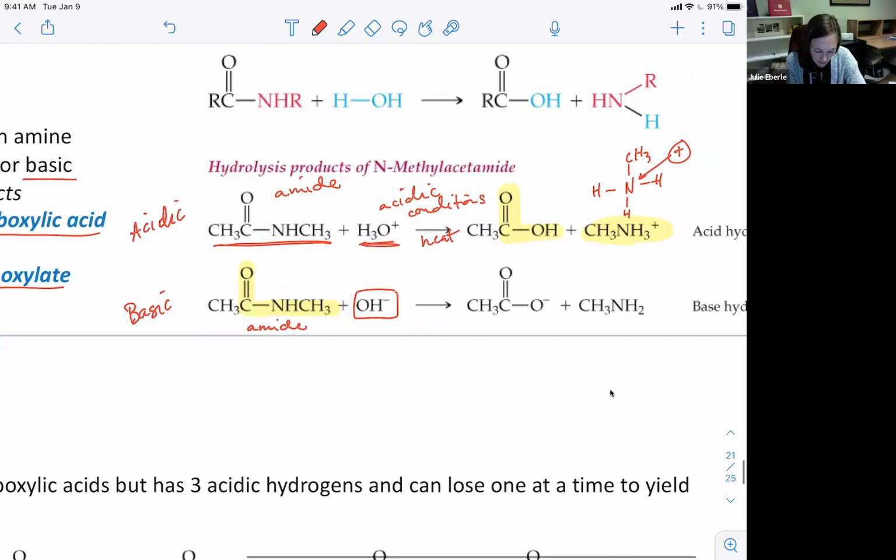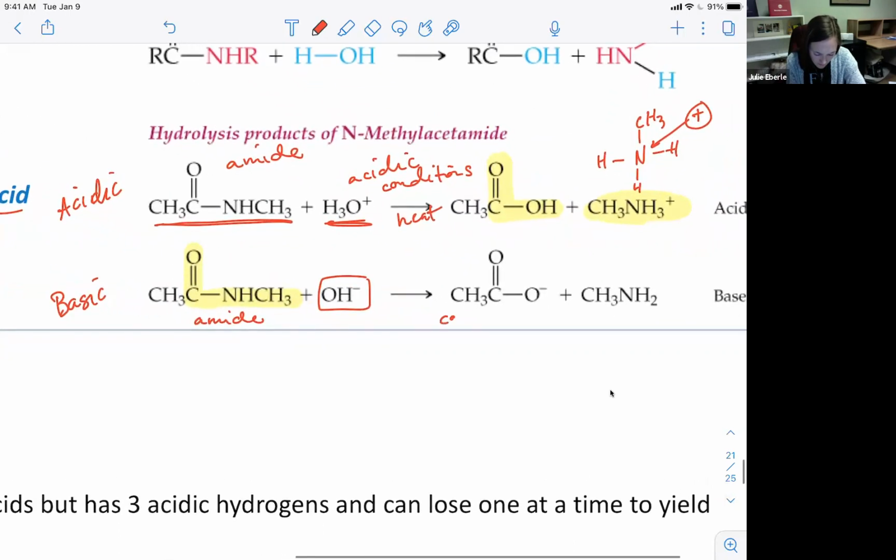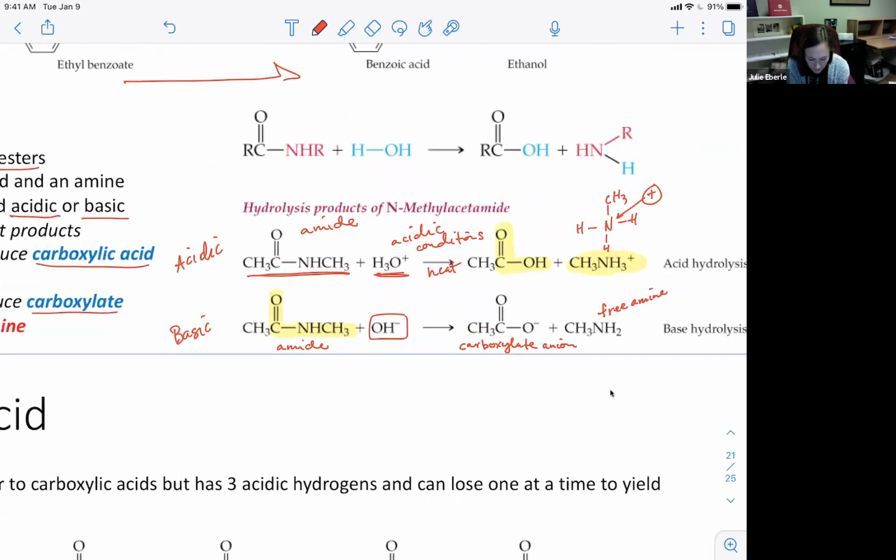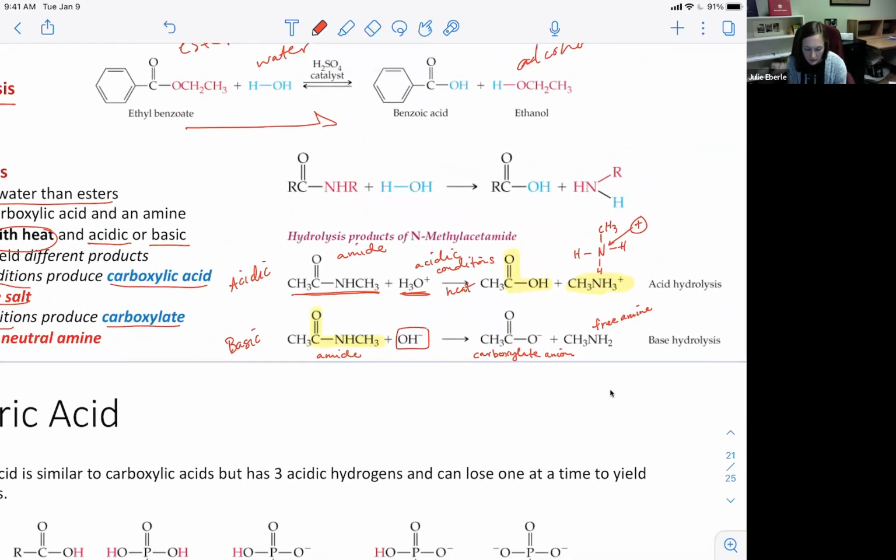My products are the carboxylate anion, and this is the free amine. Oh, sorry, it had it labeled over here for you anyways, acid hydrolysis and base hydrolysis. I double labeled it for you. So amides are complicated, way more complicated than esters.